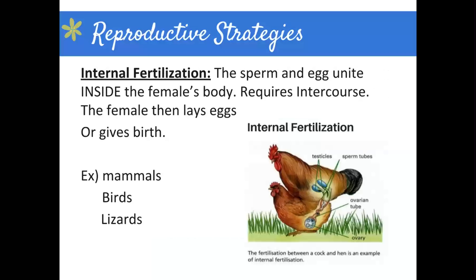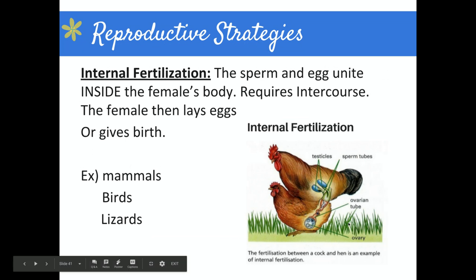There are two main strategies for fertilization. The first one is internal fertilization. That's when the sperm and egg unite inside of the female's body. This requires intercourse. The female then lays eggs or can give birth. Internal fertilization happens in animals like mammals, like us, birds, like this chicken, lizards, and so on and so forth.